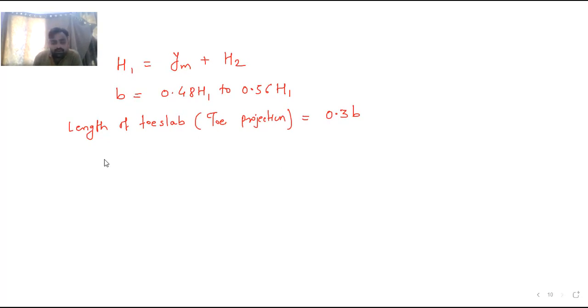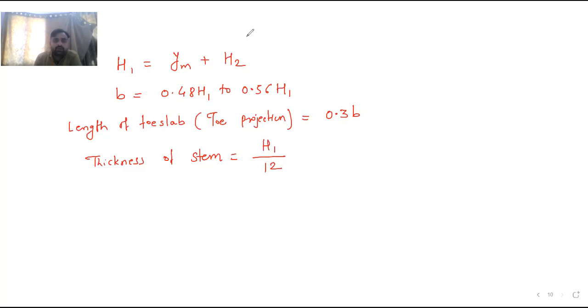Okay. So now thickness of stem. Next is the thickness of the stem. At the top, the minimum thickness should be 200 mm. But at the bottom, the thickness must be H1 by 12.